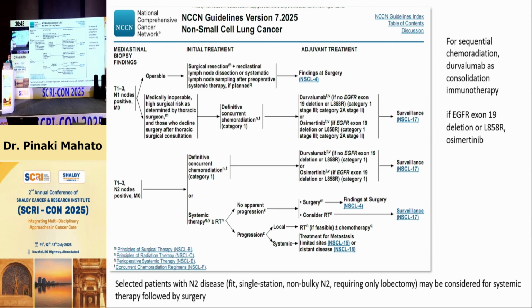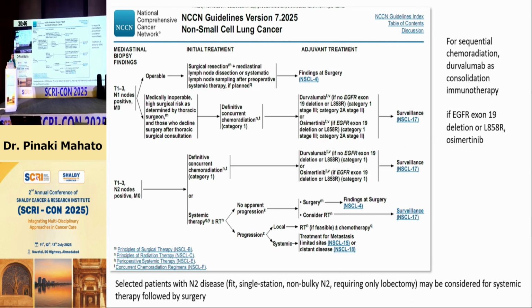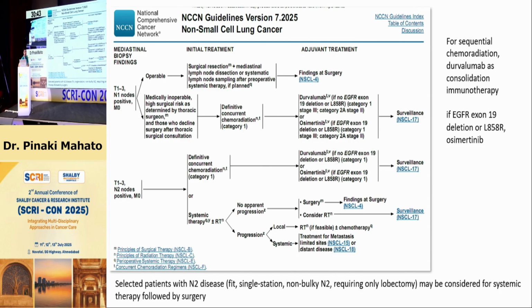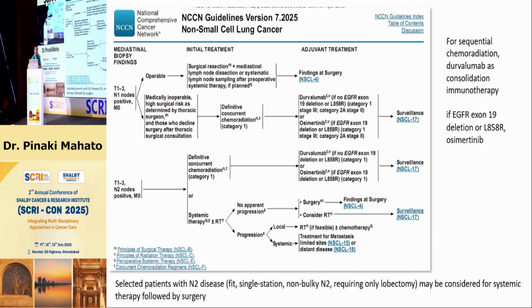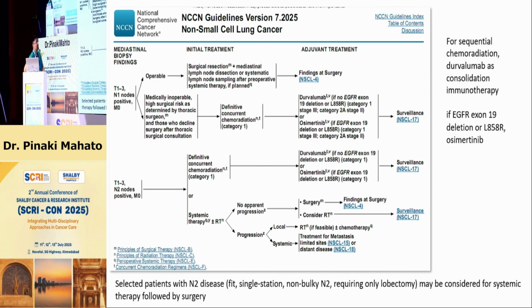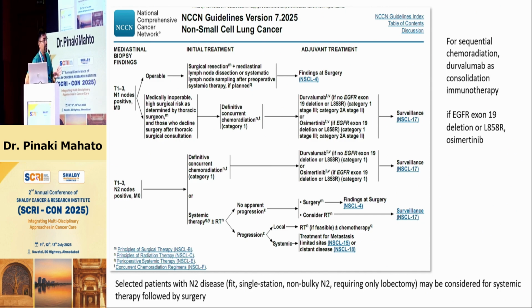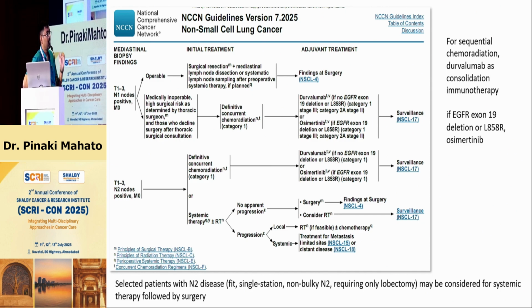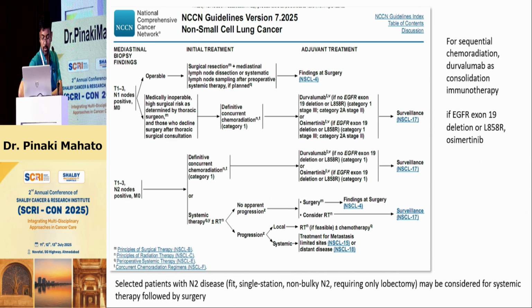So NCCN again, N2 nodes positive, CTRT is what is mentioned, and they have mentioned that selected patients might be considered for systemic therapy followed by surgery. So still I think NCCN is going with the radiation people that, okay, CTRT is going to be the first choice. Do you agree with this, ma'am?